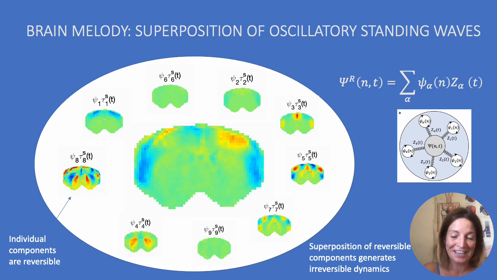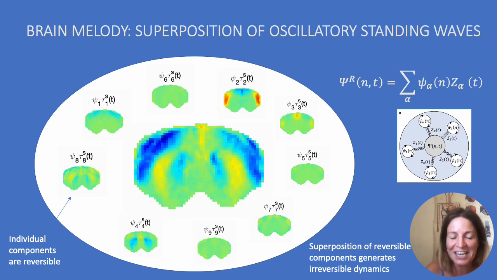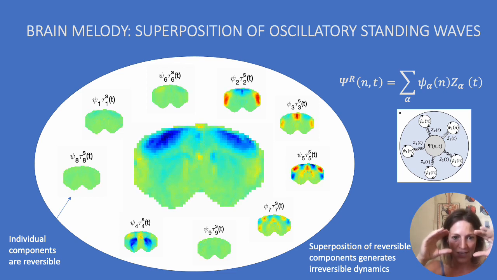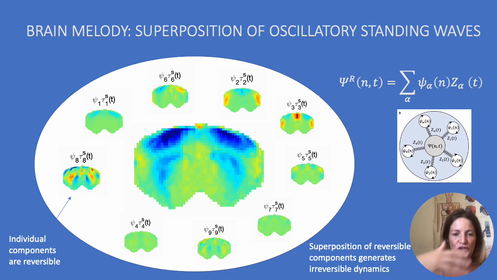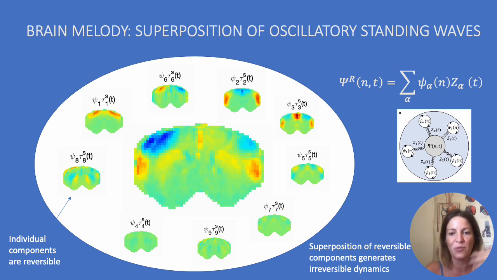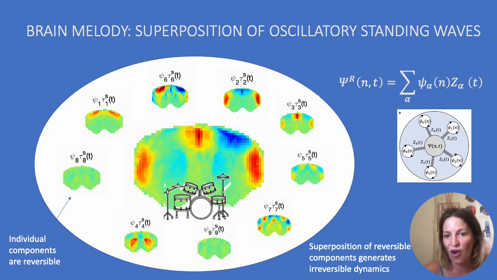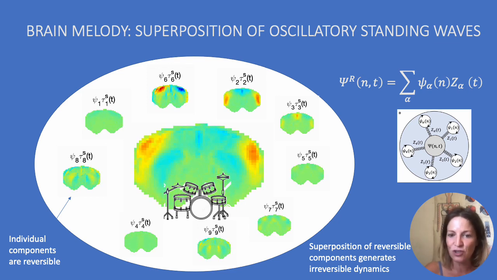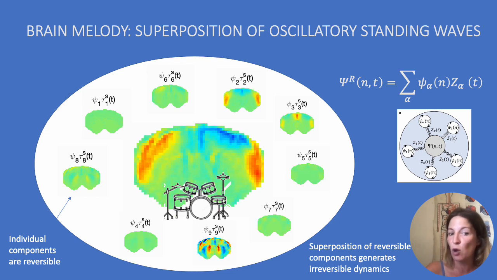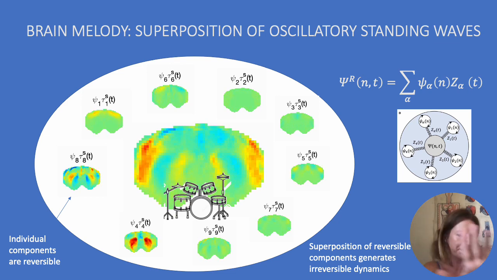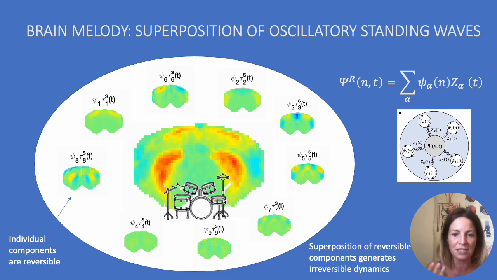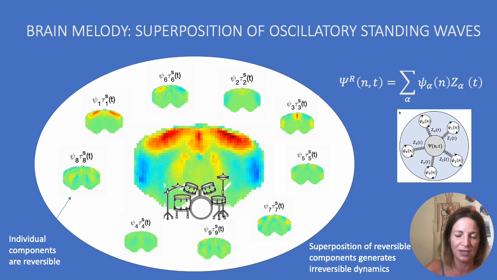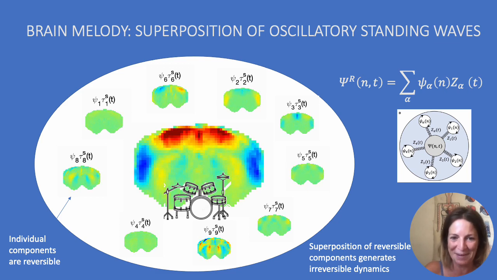So overall, this is like a cartoon representation of how the activity that we observe is actually the superposition of multiple modes. So in a way, it's like a melody or like an orchestra that is composed by the sum of different components. Those individual components can be completely reversible in the sense that if you flip them around, you don't see any difference because they are oscillatory. But when you superpose, you generate irreversible and turbulent dynamics.